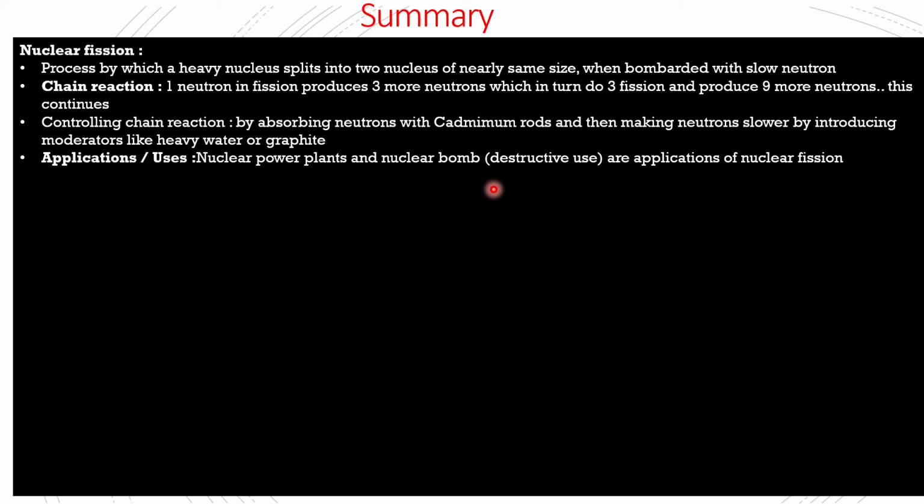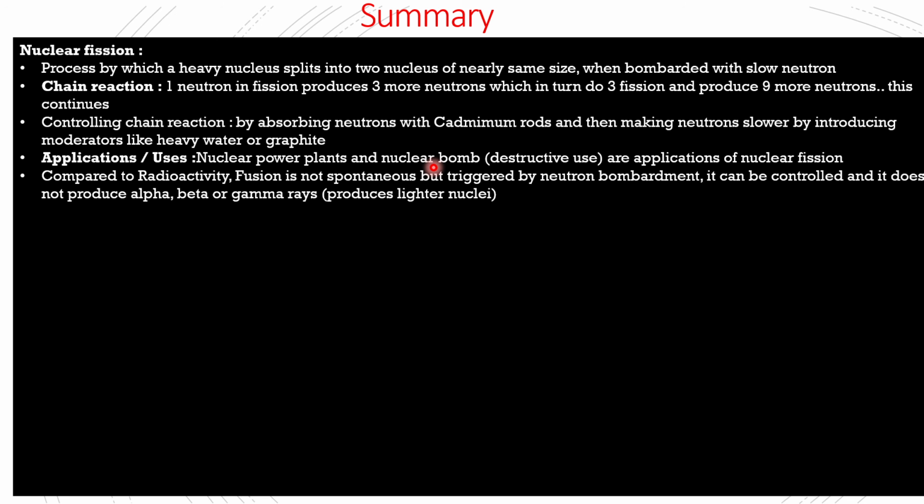Now, what are the applications of fission? We talked about the constructive use of it, which is nuclear power plants producing a lot of energy, and a destructive application, which is nuclear bomb. How do we compare fission to radioactivity? Radioactivity is a very natural, spontaneous, unpredictable process, whereas fission is triggered by creating the condition, right? So that is one of the big differences. In both the cases, energy is produced.